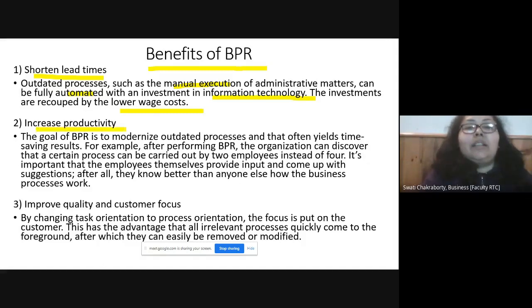So when you have information technology coming in, what happens? Outdated processes are being rejected, resulting in time-saving and increase in the productivity, which results in better quality of work and which is more customer focused. Why? Today we are changing our techniques from task orientation to process orientation. Focus is more on customers.